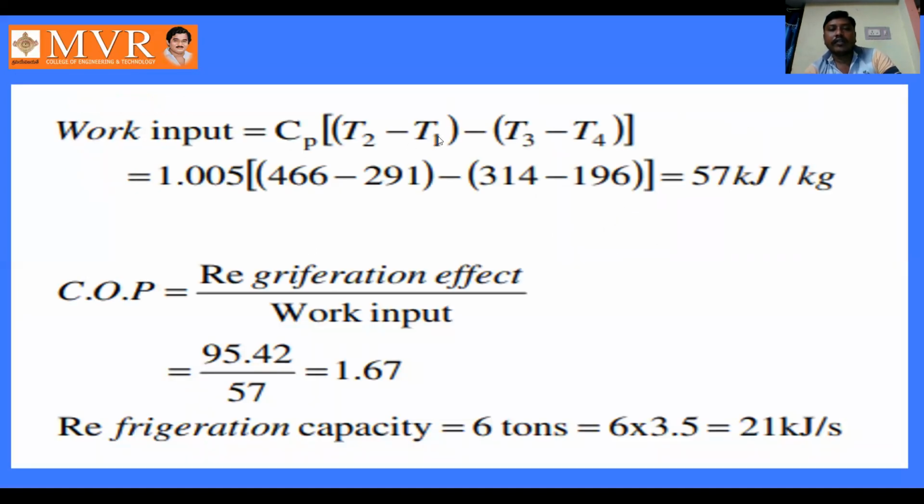See, the T1 value is 291. The T4 value is 196. We need to subtract this. 291 minus 196 gives 95.42, divided by the work input we are getting here, which is 57. Hence, the COP is 1.67.